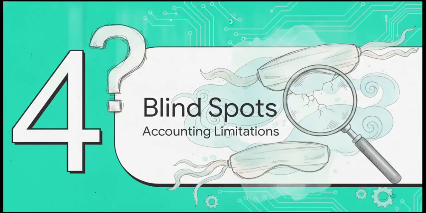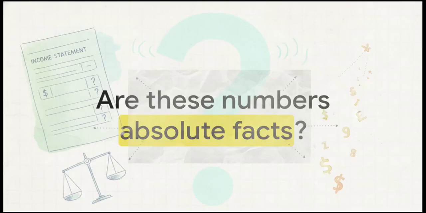This brings us to a huge pivot in our explainer. Section 4, limitations and blind spots. It is time to shatter the illusion of absolute financial certainty. You look at a flawlessly balanced, multi-step income statement, neatly organized down to the exact dollar, and you kind of have to wonder, are these numbers absolute facts? Is that final net income an indisputable, objective truth about the company's health?